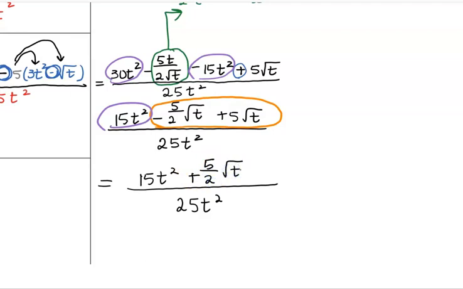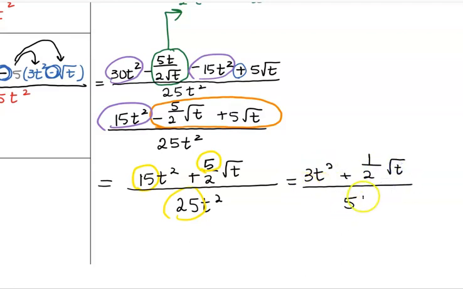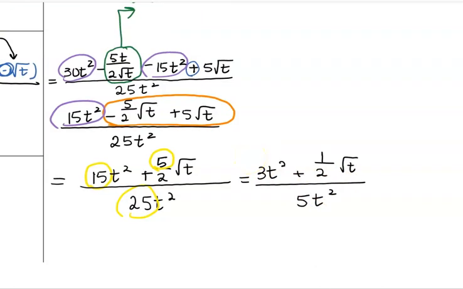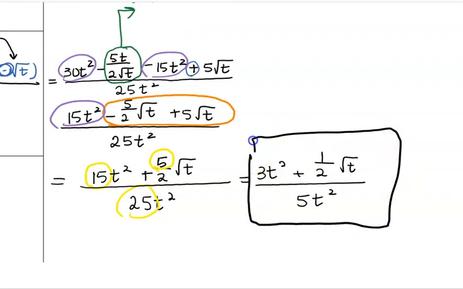And the last thing you could do to simplify this is you could take a factor of 5 out of everything because all three of these numbers are divisible by 5 to leave us with 3t squared plus 1 over 2 root t all divided by 5t squared. This is not the only way that the final answer could be written, but I would leave it like that.